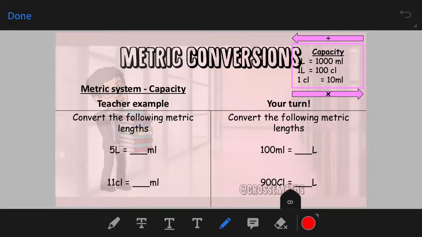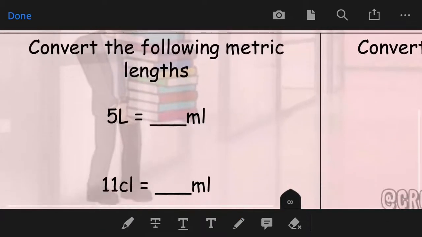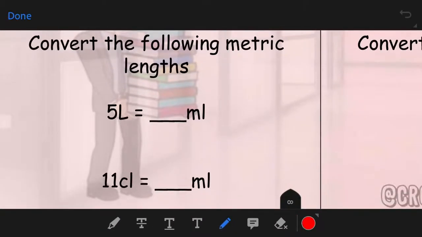If I'm going from liters to milliliters, okay, if you look at the grid, liters to milliliters, which is on the right hand side, right at the top, you're going to have to times. So we'll go from liters to milliliters, I'm going to be timesing by 1,000. 5 litres into millilitres, that would mean it's 5,000 millilitres, to be times by 1,000.